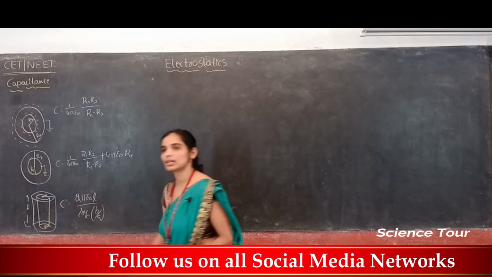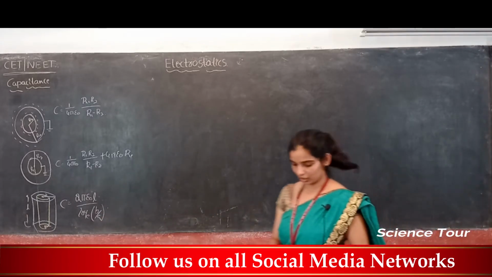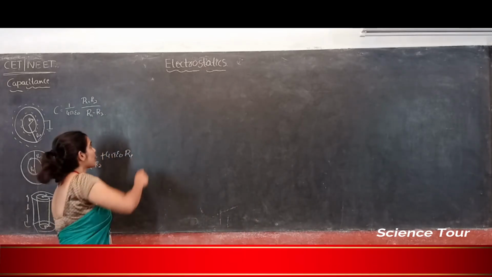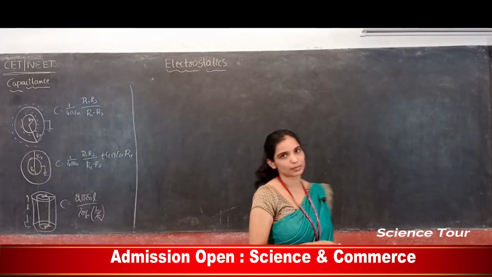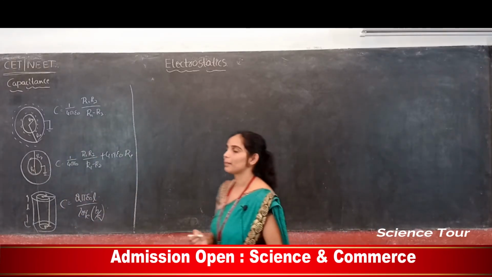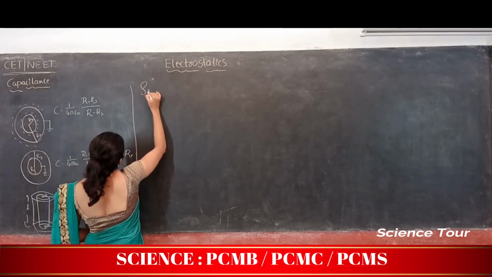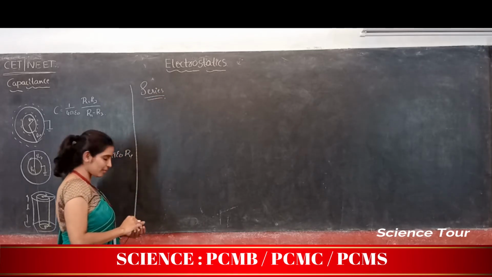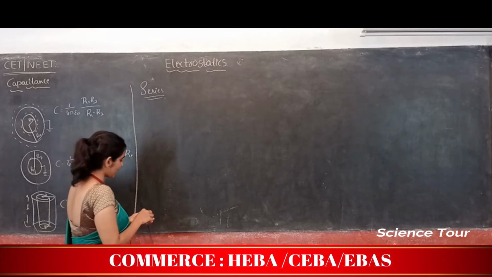Okay, now the combination of capacitors. Any capacitor, it can be parallel plate, cylindrical, or spherical. So let's discuss the series combination first. Capacitors having capacitance C1, C2, C3 are connected in series.